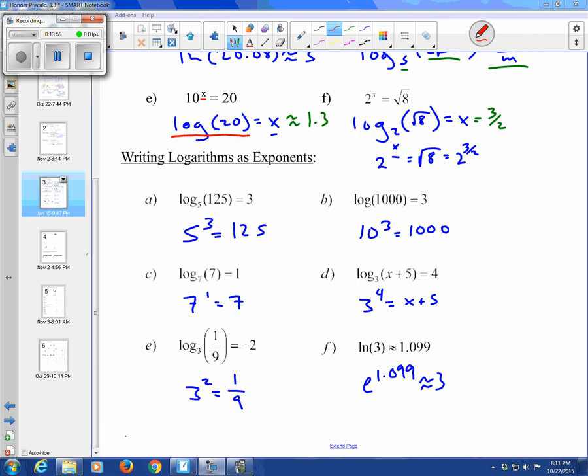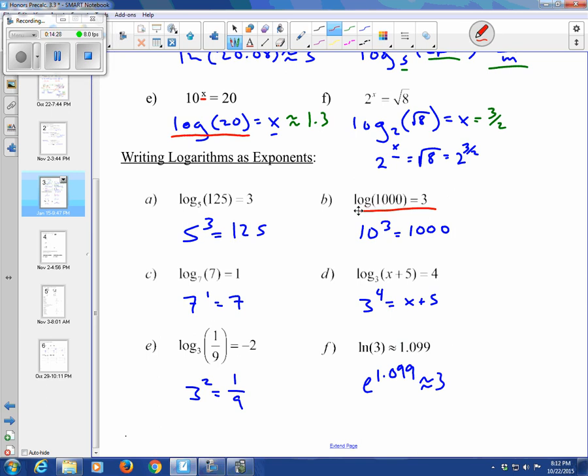Again, some of these are pretty self-explanatory. It's pretty easy to see. Right here, I can say that log base 5 of 125 is the exponent of 3, and in fact, when we rewrite this as an exponent, it's very clear to see that 5 to the 3rd power would be 125. Right here I've got the common log of 1,000 equals 3, and that means that I can rewrite this expression as the exponential expression 10 to the 3rd power equals 1,000.